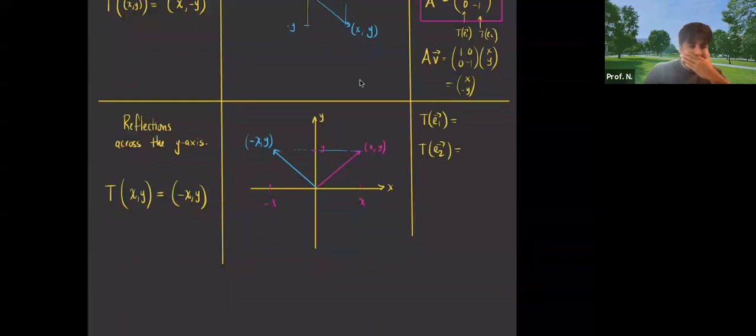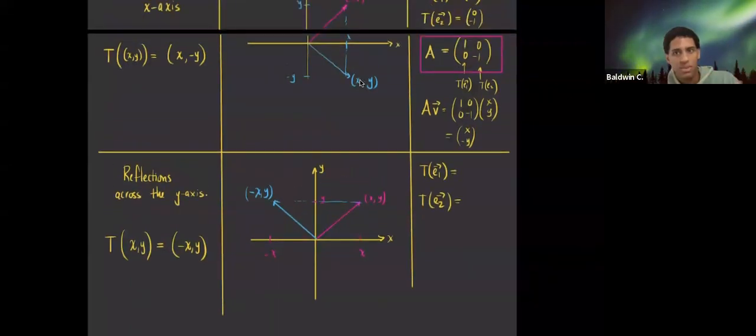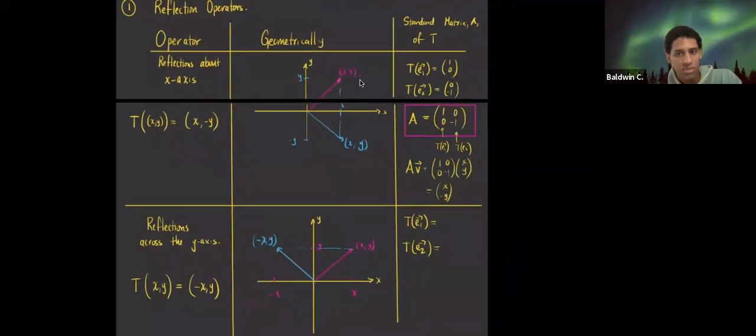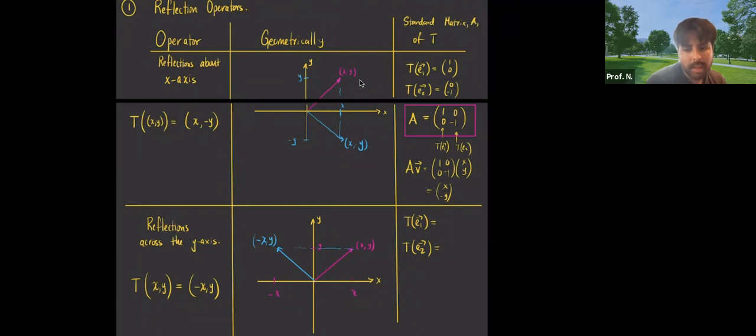Yes, Baldwin? I just have a question to see if I'm understanding. In this particular reflection, the basis vector number 1 is the one that's going to get negated, right? Yeah, in this case, it's 1 comma 0. I'm taking this vector and reflecting it across the y-axis. I get this, right? So 1 comma 0 becomes -1 comma 0.